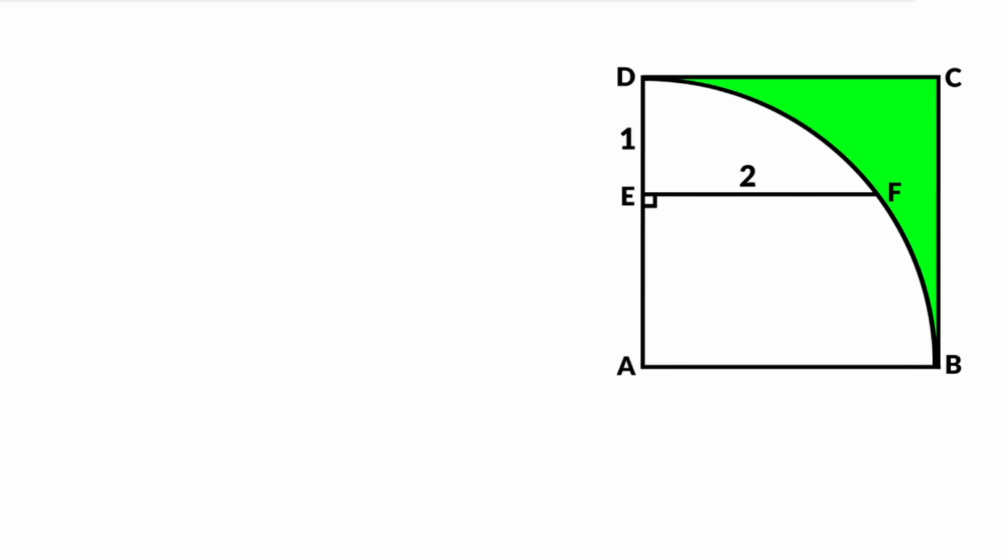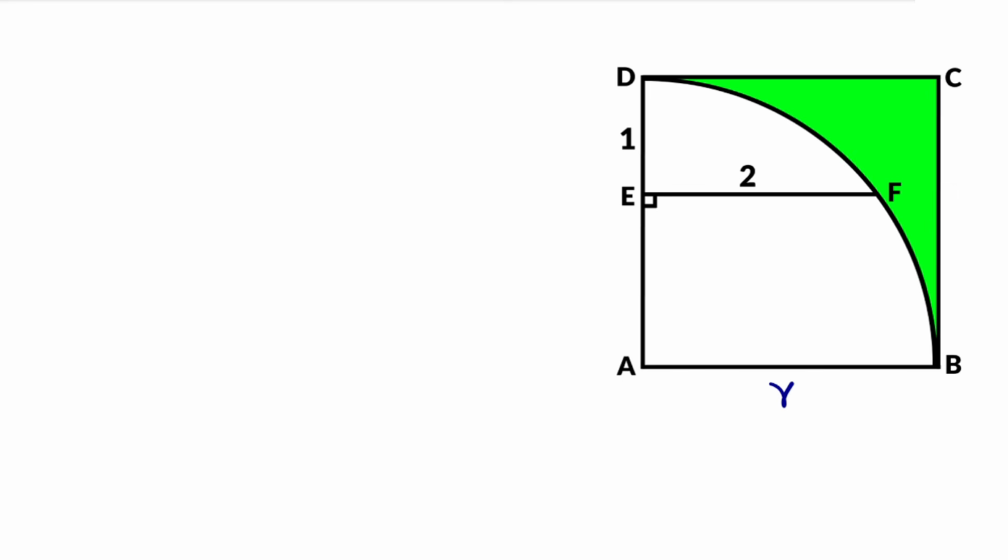So how do we find the shaded area? Well, if we know the area of the square and the area of the quarter circle, then the shaded area is simply square area minus quarter circle area. That means everything comes down to finding the radius. Let's call the radius of the quarter circle r.